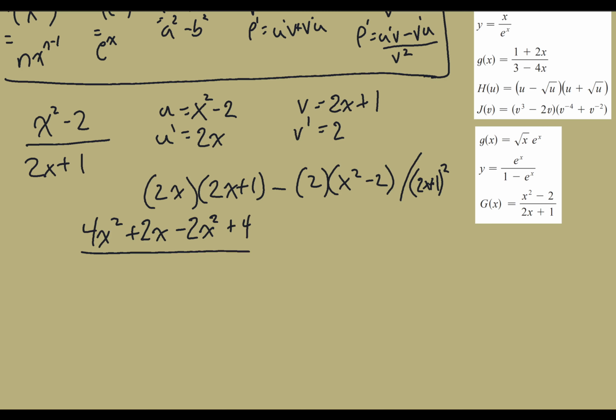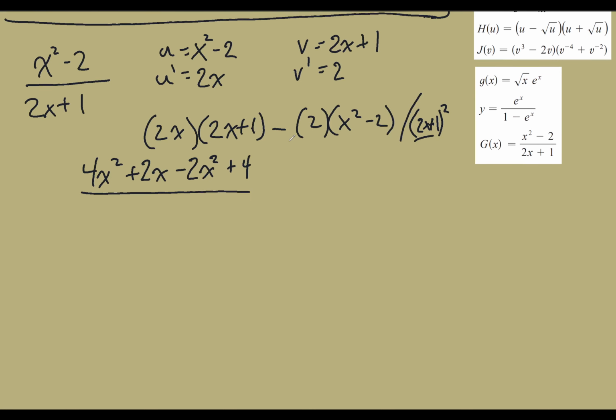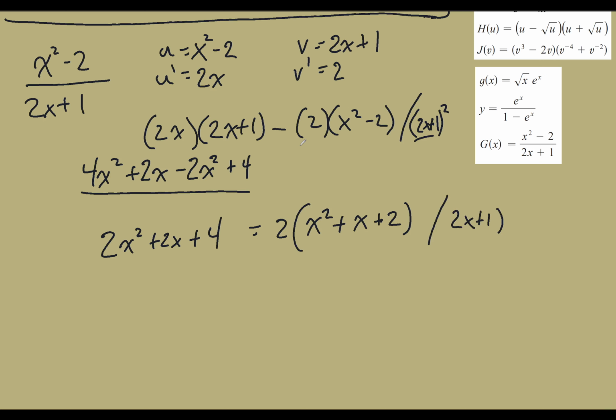And this is all over that denominator. I'll write it in a second. But I want to clean this up a little bit. We have some x squareds to put together, so we get a 2x squared plus 2x plus 4. What can I take out of this? Let's take a 2 out of it: x squared plus x plus 2. And that whole thing is going to be divided by our 2x plus 1 squared still.